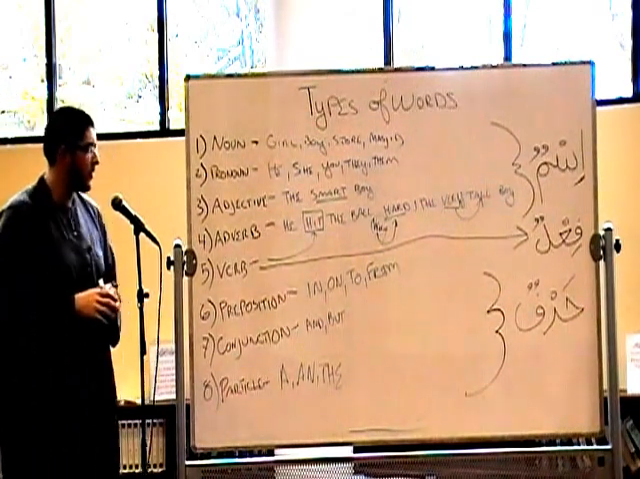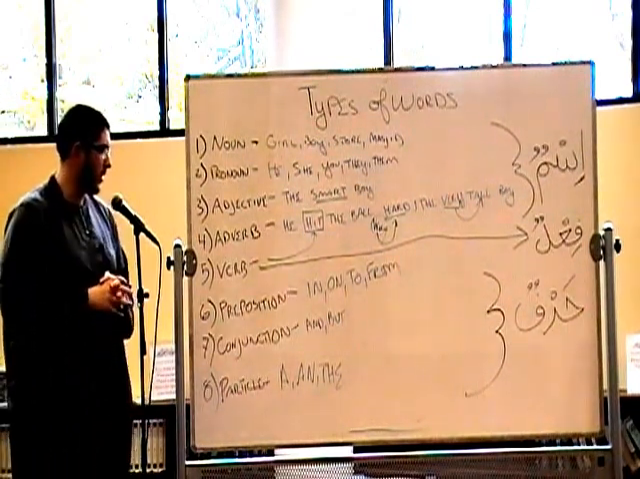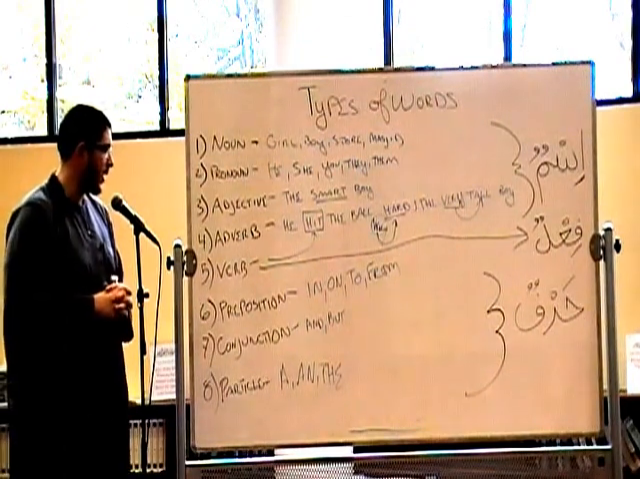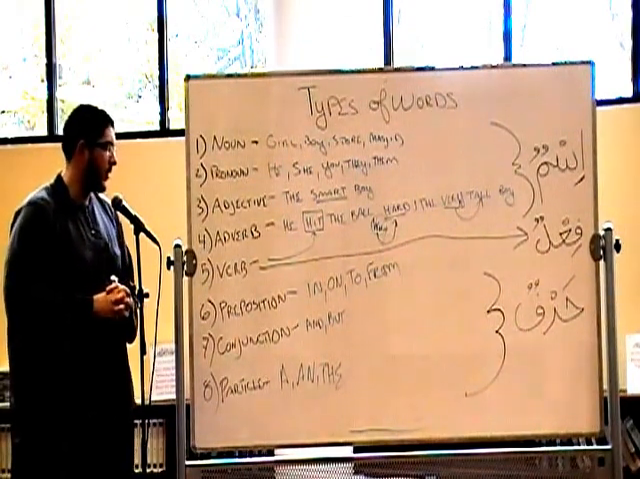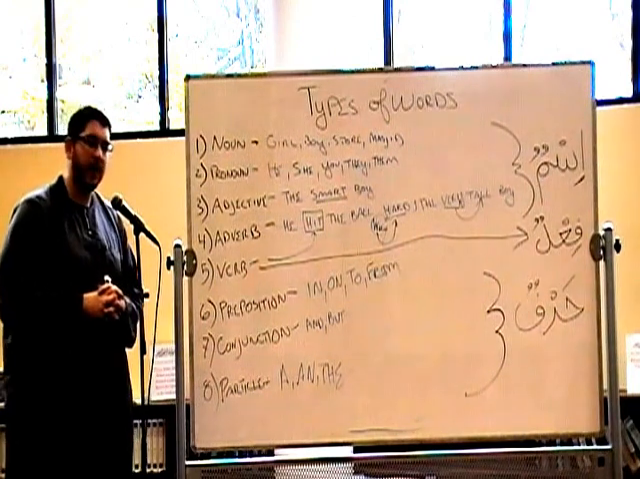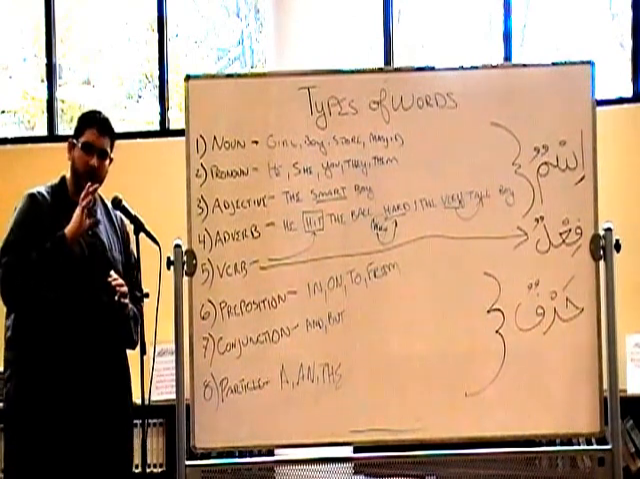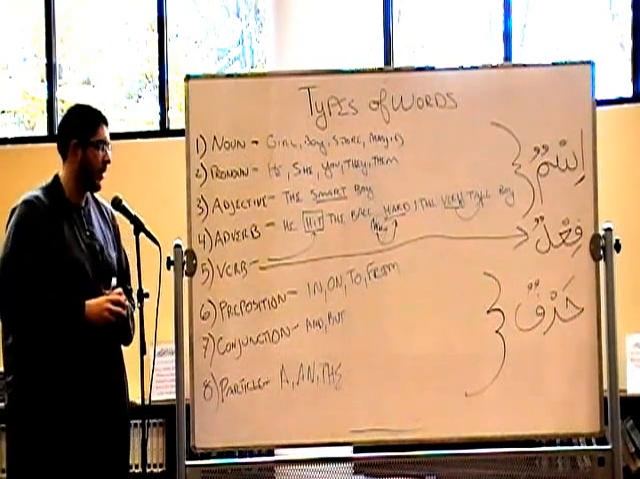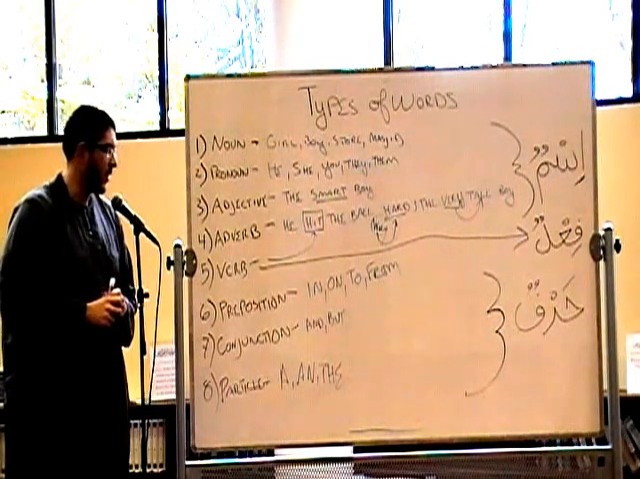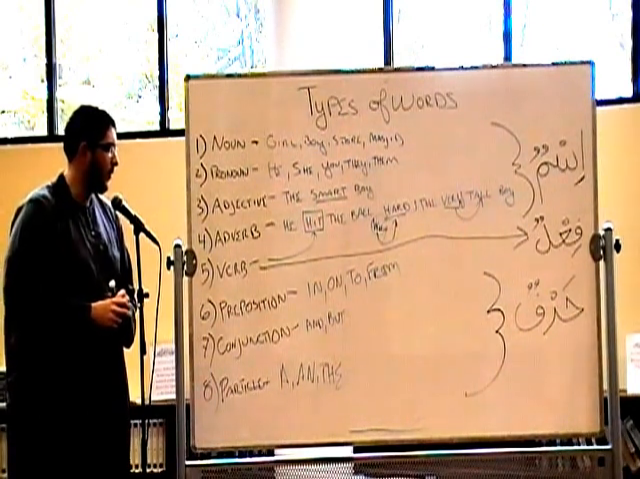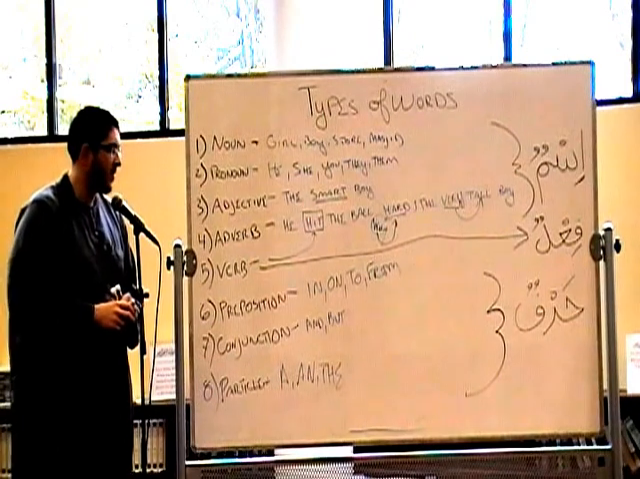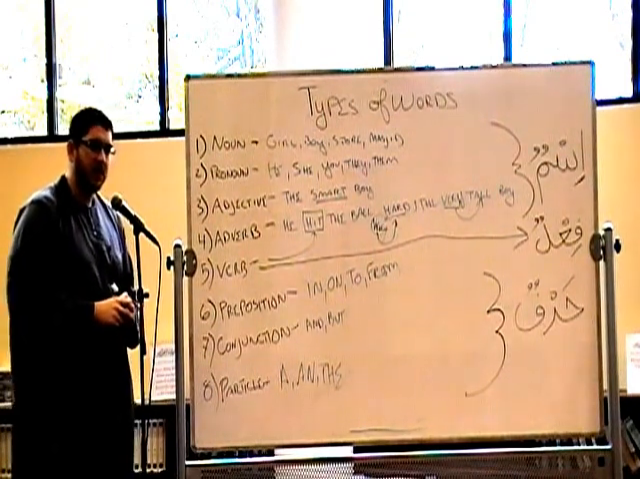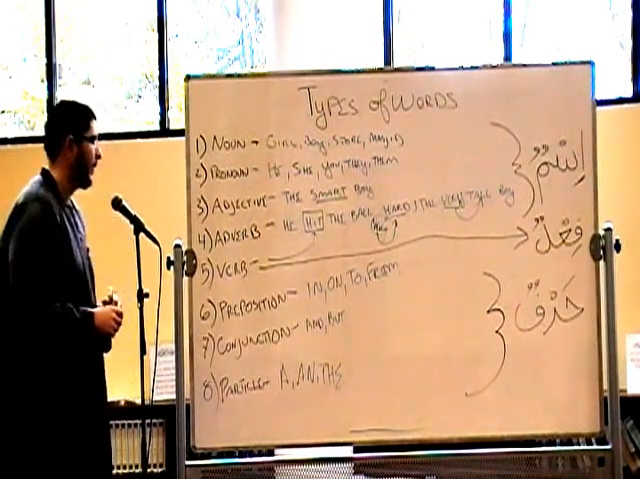So we have eight types of words in the English language. Out of these eight, we categorize them into three categories in the Arabic language, because there are only three types of words in the Arabic language. We have ism, fi'l, and harf. So one through four is ism, five is fi'l, and six through eight is harf.